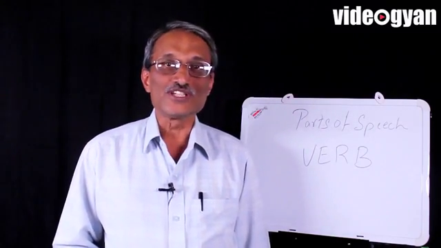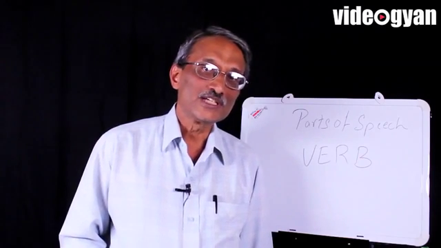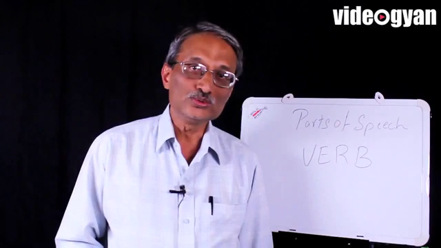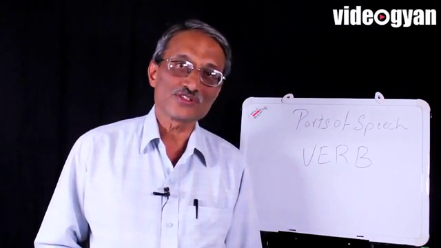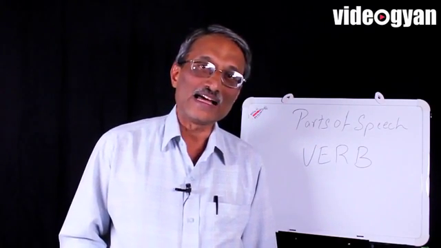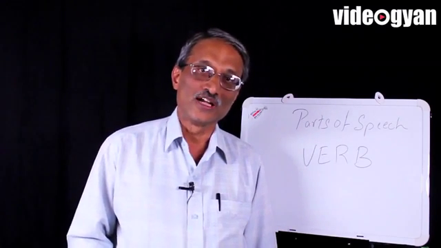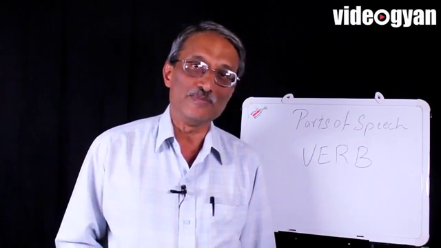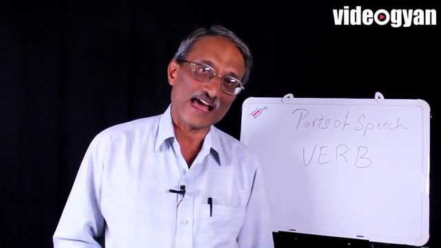Now, what are these auxiliary verbs? Be, am, is, are, do, have, has in the present tense, and was, were, had and did in the past tense. And as a past participle, you have been, had, and again had.